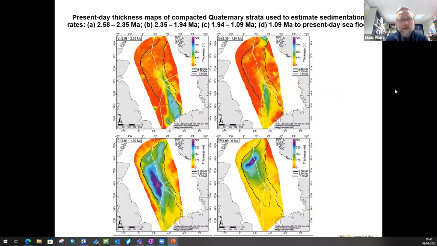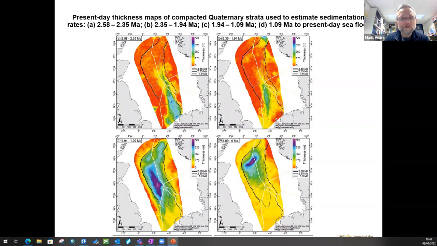So Rachel Lamb, in her work that got merged with the work of Rachel Harding. So there's two PhDs primarily that have fed into this work, which was published in 2018 in the Journal of the Geological Society. So basically from the top left is the earliest 230,000 years of the Quaternary.